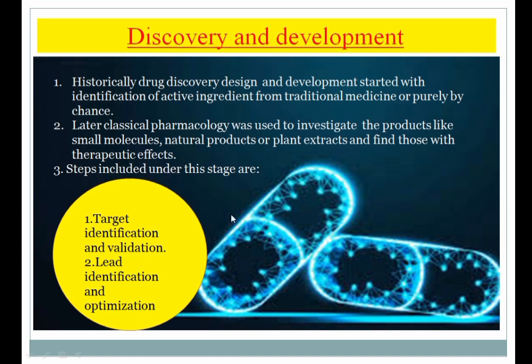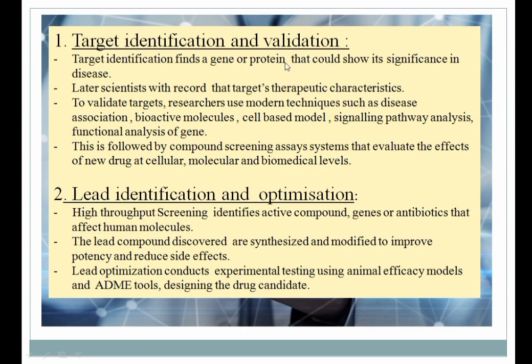Next are the steps involved in this discovery and development stage. First is target identification and validation, and next is lead identification and lead optimization. So what is target identification and validation? Target identification finds a gene or protein that could show its significance in the disease. So first we identify the target, that is, the gene or protein that shows its significance in the disease. Then the scientists start to record that target's therapeutic characteristics.